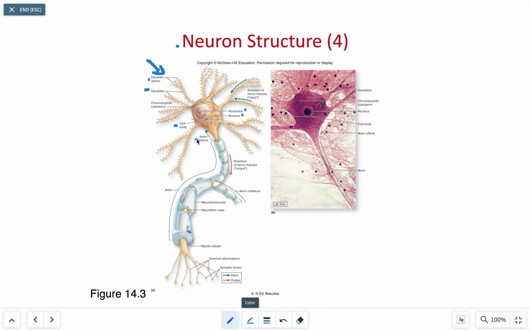We also consider this to be, once the cell body decides that the action potential should propagate, we consider the axon hillock to be the trigger. So once it passes the initial segment, then the action potential will continue to propagate or move to its effector. So the axon hillock is just the initial segment.